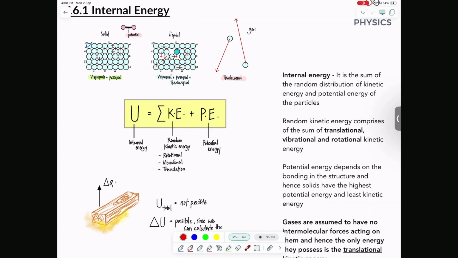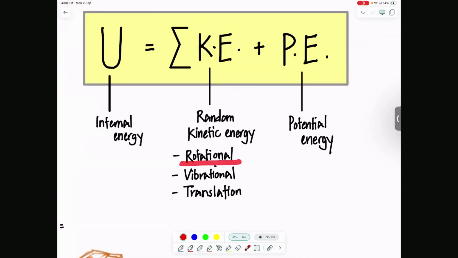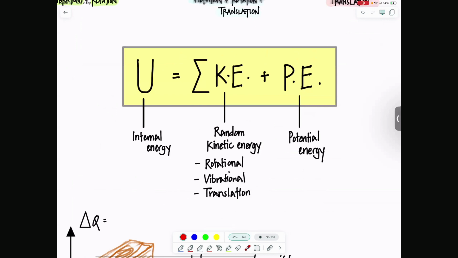Kinetic energy can be of three types. It can be the particles rotating, vibrating, or moving around. So rotational, vibrational, translational. Or it could also be potential energy, which is the energy stored within the bonds. Okay, so that's the internal energy.